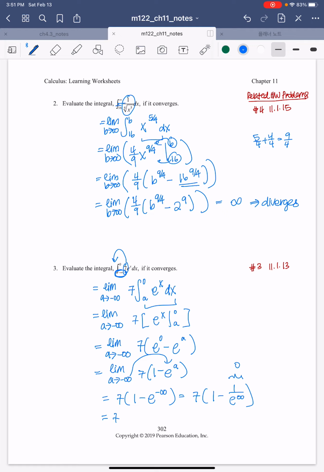So I'm having 7 times parentheses 1 minus 0. So I get 7 times 1, which is 7. This time, the integral converges. Converges to 7.